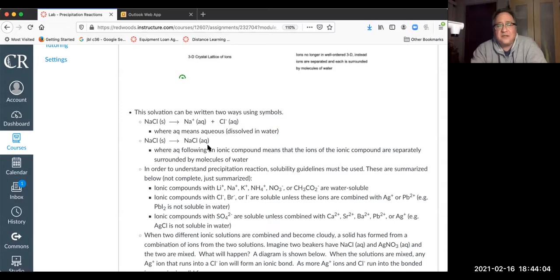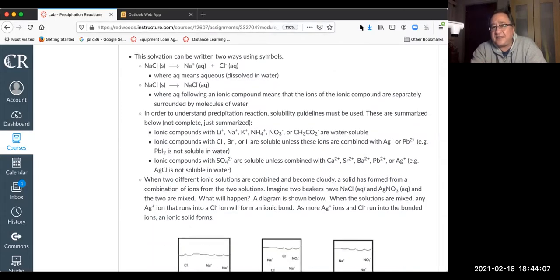Now, below we have a list that is incomplete, but a list of how to tell if something will dissolve. So ionic compounds with lithium, sodium, potassium, ammonium, nitrate, or acetate are water soluble. That means if the formula has one of those things in it, it will dissolve. If the ionic compound has chloride, bromide, iodide, they are soluble unless combined with silver ions or lead-2 ions.